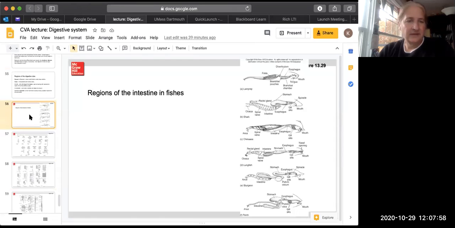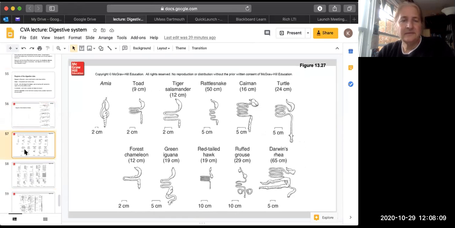Here's some, I think I just have a bunch of pictures for the end here. So here's some of the different differentiation in different fishes. This is amia, this is a toad. So you can see the stomach, small intestine, large intestine, right? They've kind of laid it out so the comparisons are made easier here. And so this is some birds, and this is obviously amphibians, some reptiles, and some birds.